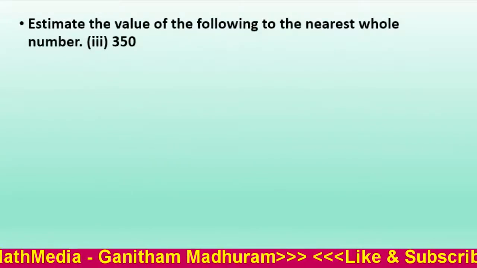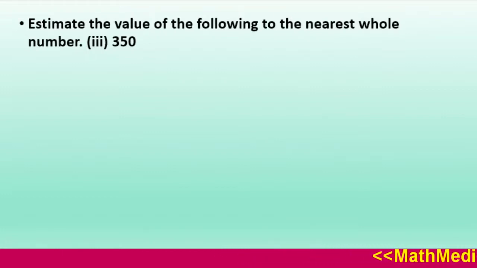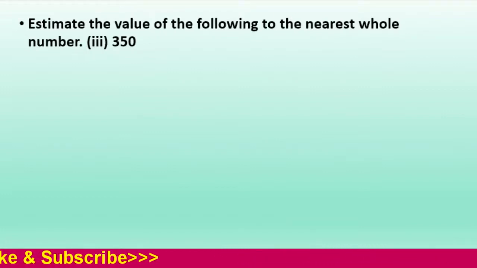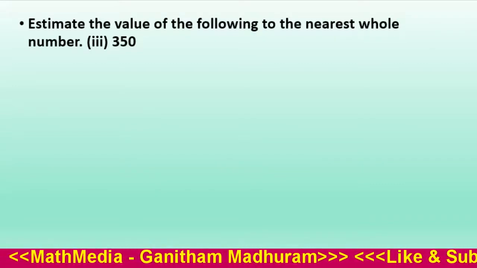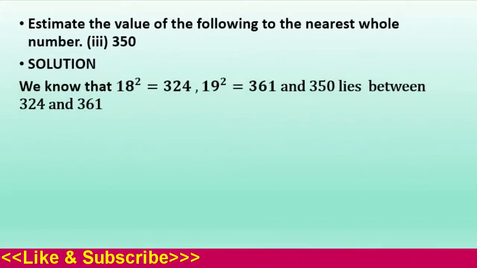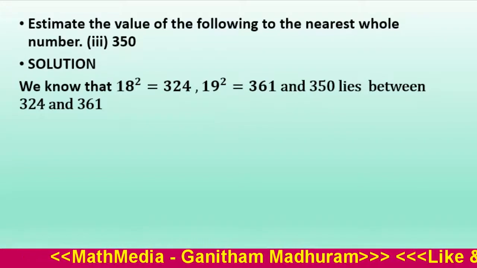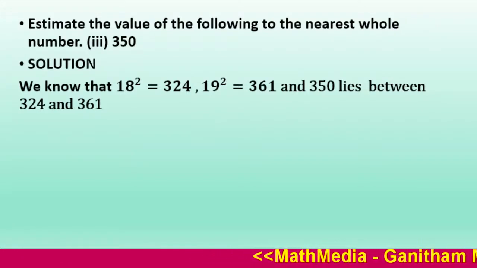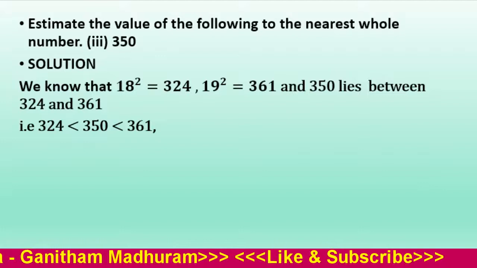Estimate the value of the following to the nearest whole number. Our question is 350. We know that 350 is not a perfect square, so we can find the perfect square number nearer to 350. As we know that 18 square equal to 324, 19 square equal to 361, and 350 lies between 324 and 361. So we can write 324 less than 350 less than 361.